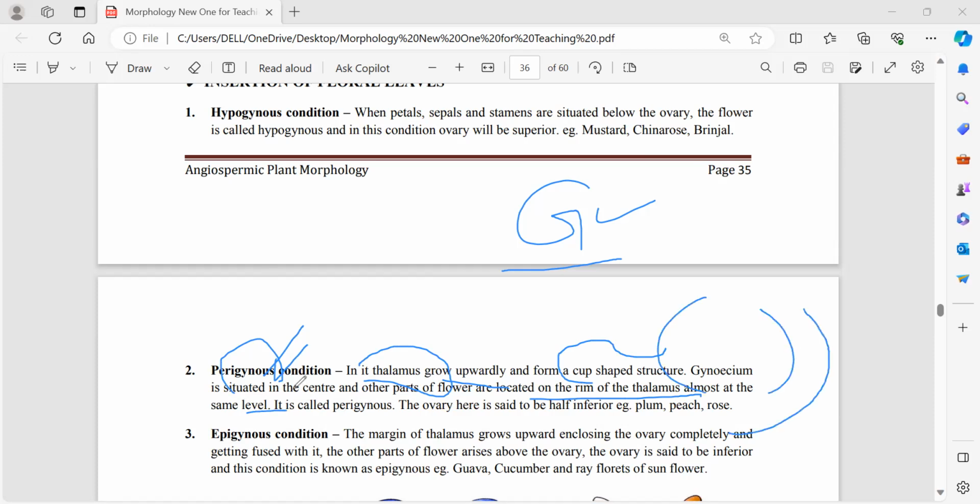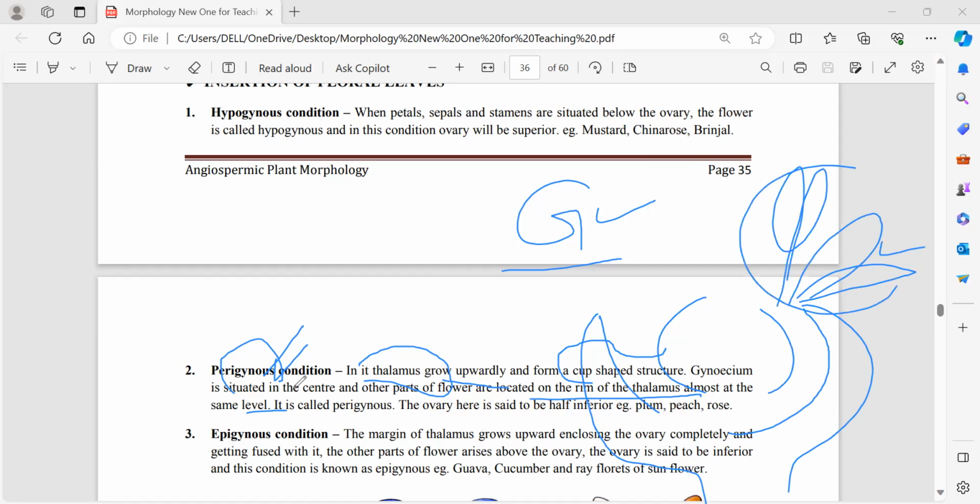Floral insertion occurs on the thalamus, on the brim of the thalamus. Floral parts of the flower are inserted, like sepals, petals, stamens, and all these parts attain the level of the ovary. So this condition we call perigynous condition. And the ovary here is said to be half inferior or half superior.